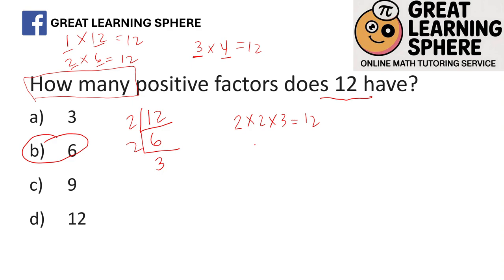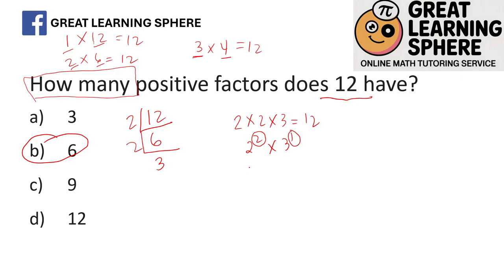So the prime factorization of 12 is 2 times 2 times 3. Let us write it in exponential form. So this is 2 squared times 3 raised to the first power. We wrote it in exponential form because in finding the total number of factors, we are going to look at the exponents of the prime factors. So we are just going to add 1 to the exponents of the prime factors, then multiply them.